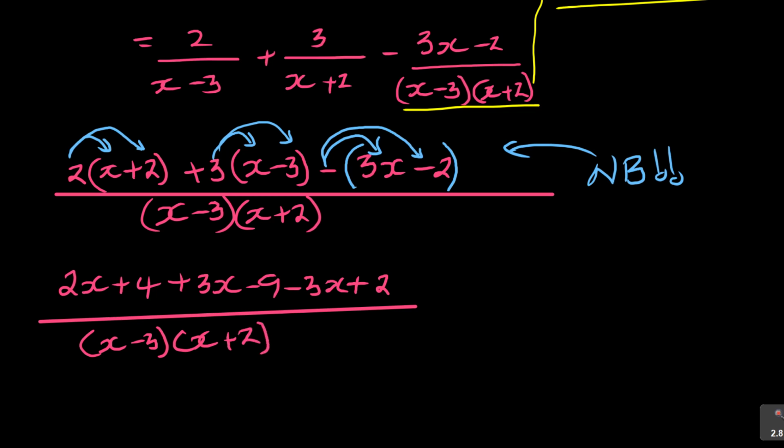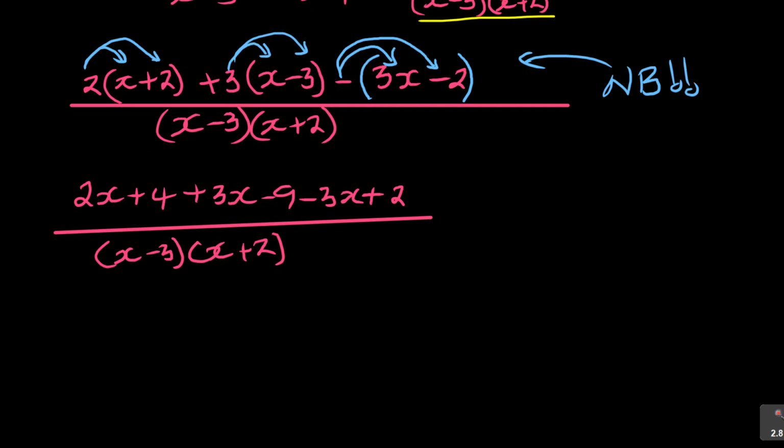Then we have to quickly simplify this thing without wasting time, guys. We are adding common factors. 2x plus 3x, minus 3x. So this goes out. 3x minus 3x, so I'm left with 2x. So I'm going to write my 2x here. Now what about the numbers? I've got 4 minus 9 plus 2. Are you with me? So now 4 minus 9 is minus 5. Minus 5 plus 2 is minus 3. So I'm going to have minus 3 over x minus 3 and x plus 2.